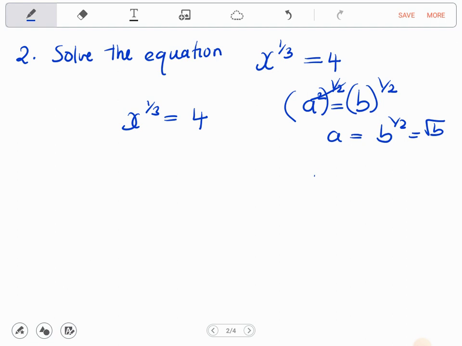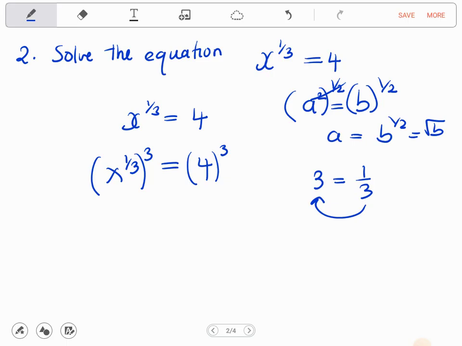What is the reciprocal of 3? It is 1/3. So what is the reciprocal of 1/3? It's 3. So we say x to the power 1/3 multiplied by power 3. Even here we are going to do the same, multiplied by power 3. You discover that these two cancel, which will mean x is equal to 4 times 4 times 4. This will give us 64 as the answer. Let's try to solve another one. Let's see just how many questions we can answer.